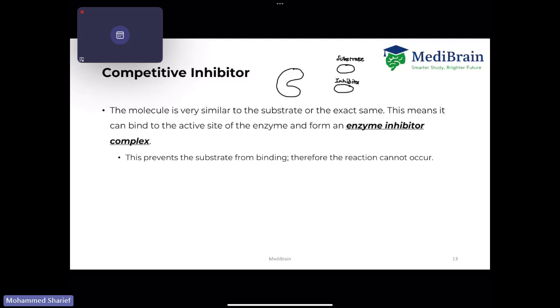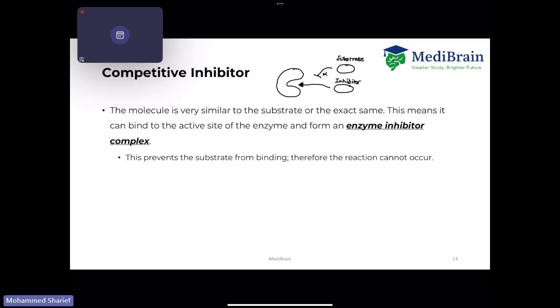So what's going to happen is that this inhibitor is going to compete with the substrate to bind to the active site of the enzyme. So instead of the substrate binding, the inhibitor is binding to the active site of the enzyme. And because the inhibitor is binding to the active site of the enzyme, it will occupy the active site, which means the substrate can no longer bind to the active site of the enzyme, which means that a reaction cannot be catalyzed.